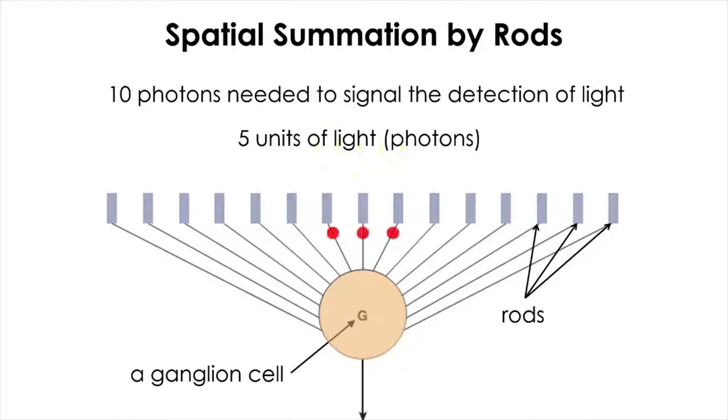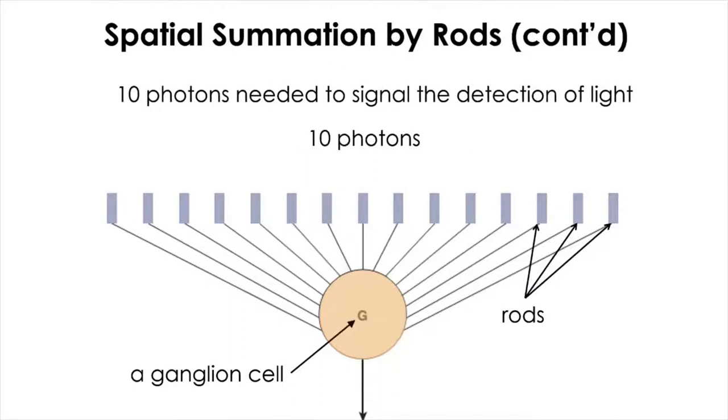So this ganglion cell would not know if there was a light or not, because the amount of light is actually subthreshold. You need 10 photons, but only 5 units of light fall on this ganglion cell. So this ganglion cell would not recognize light. It is only when 10 or more photons fall on this ganglion cell that it signals the light event.